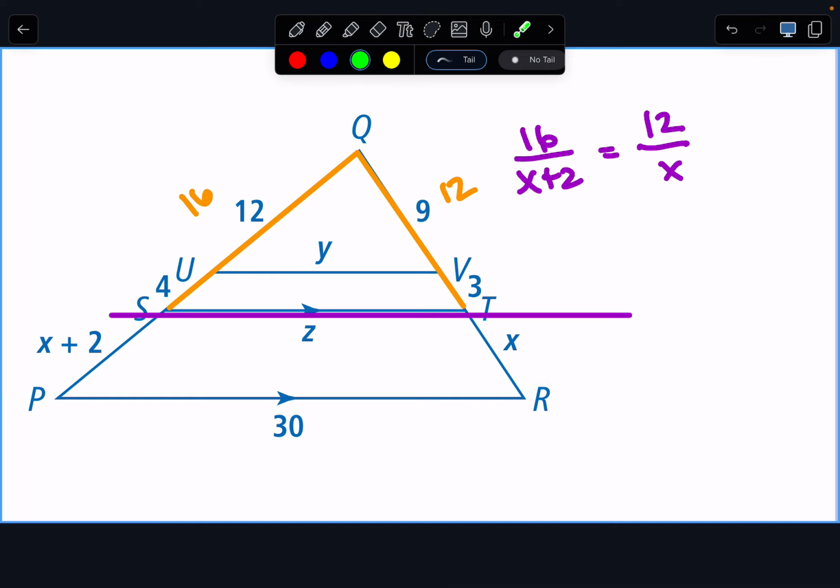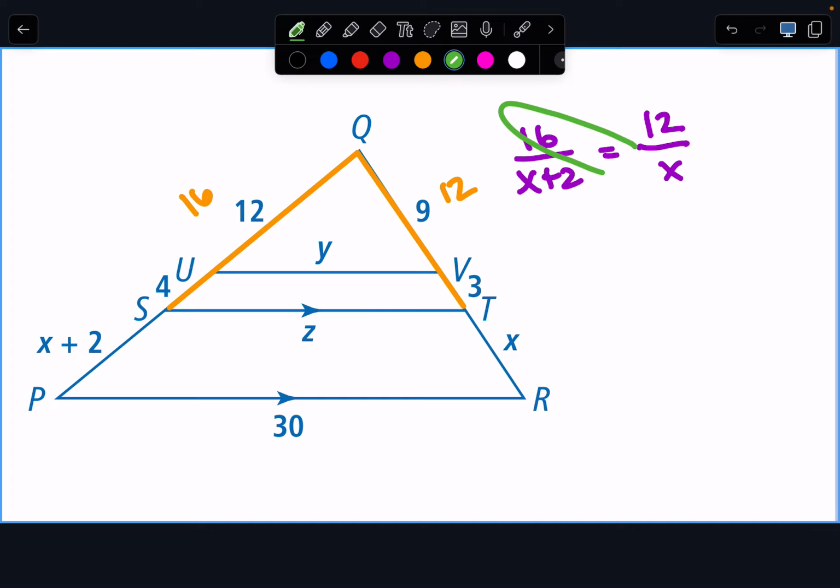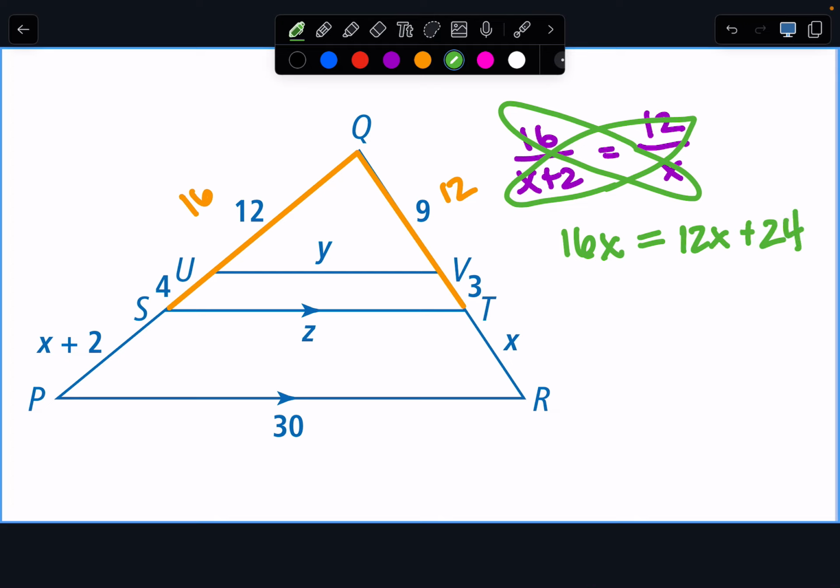You see it? Yep. Okay. 16 times x equals 12 times x plus 2. 12x plus 24. Thank you for distributing. 12x plus 24.